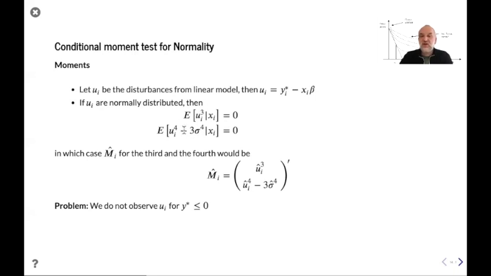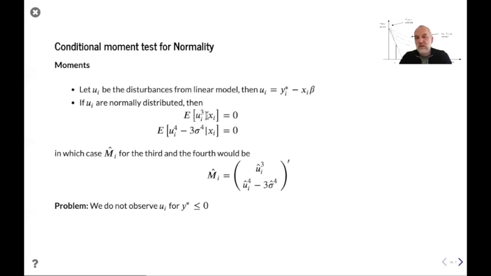And you can also calculate what the kurtosis is. It has this formula here: it's going to be 3 times the standard deviation to the power of 4. So if you have a standard normal distribution, the kurtosis is always 3. What we can check, that is our moment restriction, is whether the expectation of the error is equal to that moment.